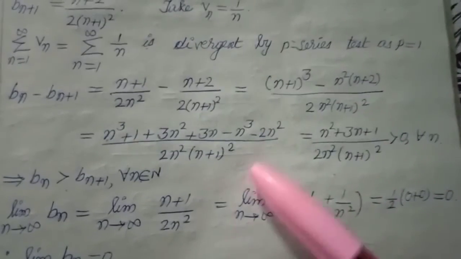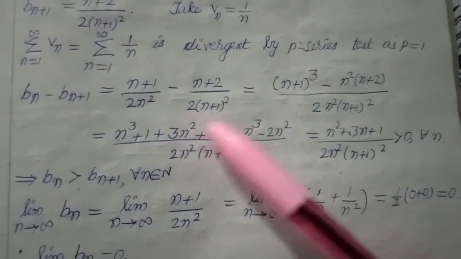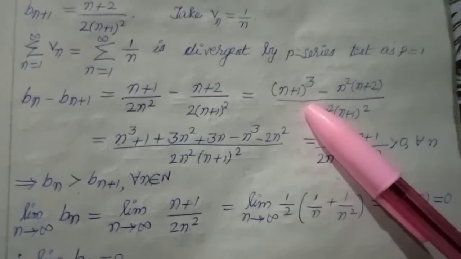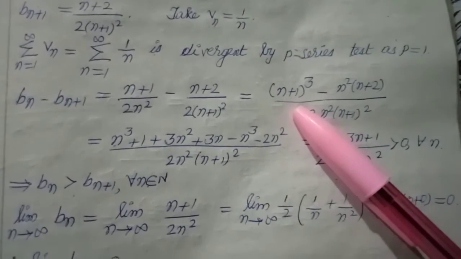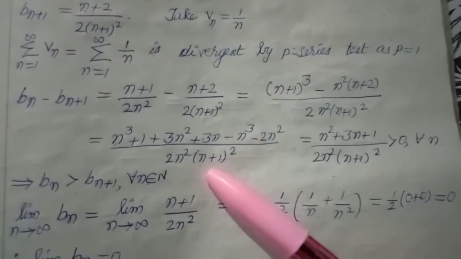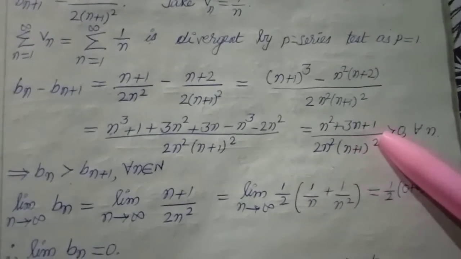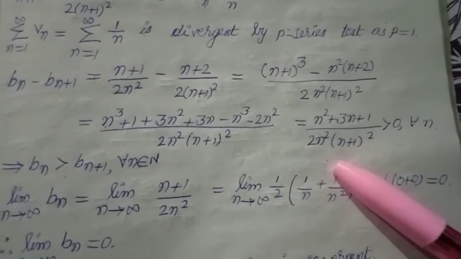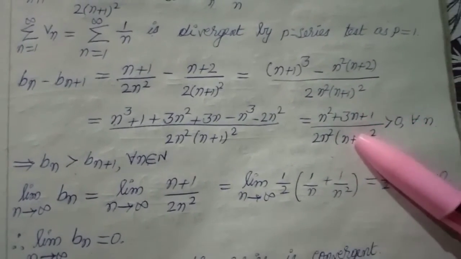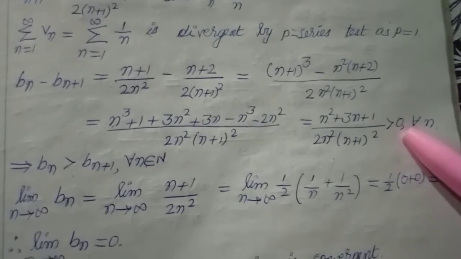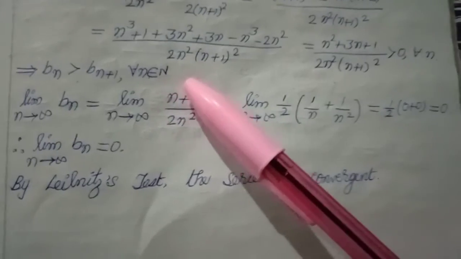Let me take LCM. Our LCM is 2 into n square into n plus 1 whole square. So cross multiplying, I get n plus 1 whole cube minus n square into n plus 2. Now the first term is of the form a plus b whole cube. Expand it, simplify it. I am left with n square plus 3n plus 1 divided by 2n square into n plus 1 whole square. This entire term is positive. So for any value of n, the given term becomes positive. Therefore, bn is greater than bn plus 1 for all n belongs to N.